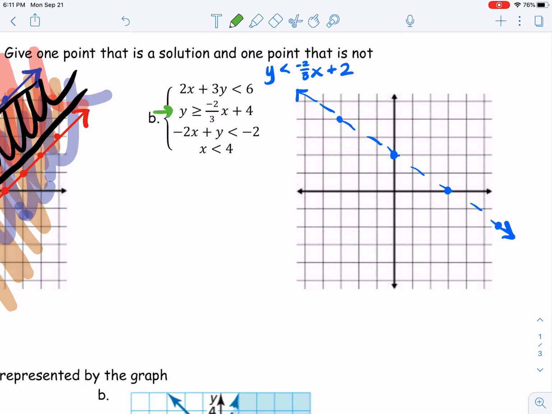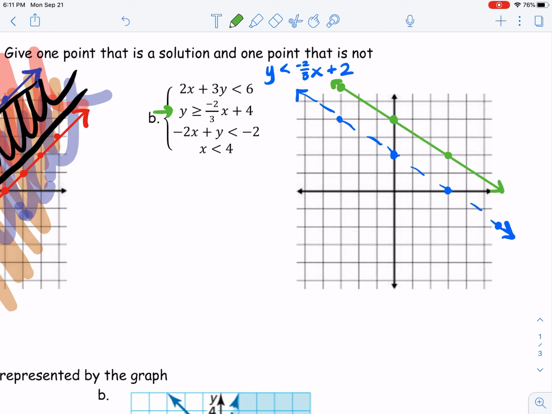It is in the correct format, so I can go ahead and start at my +4 and then use my -2/3 slope. Notice that -2/3 has the same slope as my first equation. So I'm going down to the right 3 or up to the left 3. Now this time it is a solid line.